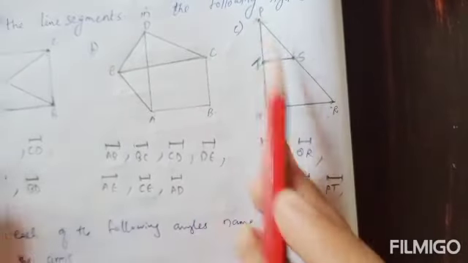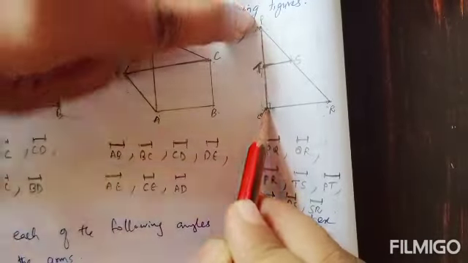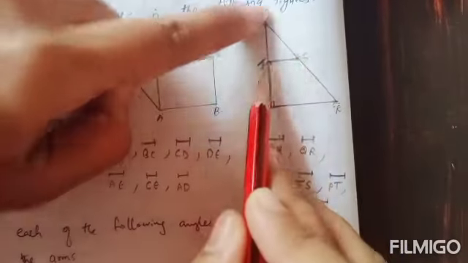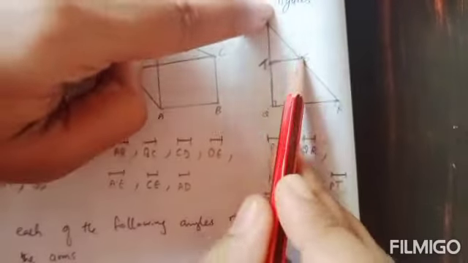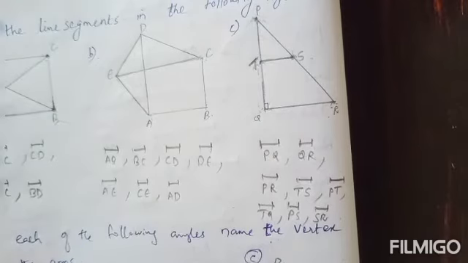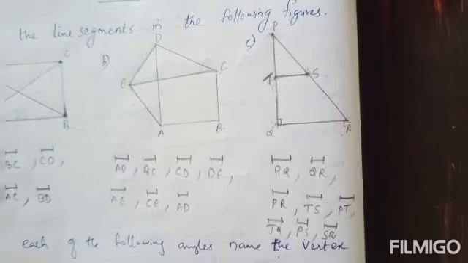PQ, this is one line segment, QR, PR or RP. Then TS, PT, TQ, PS, SR. These are all line segments. 2 points joined by a straight line, you can take it as a line segment.